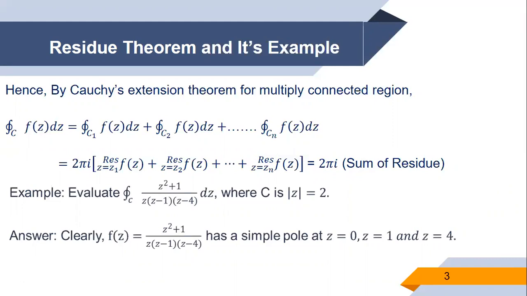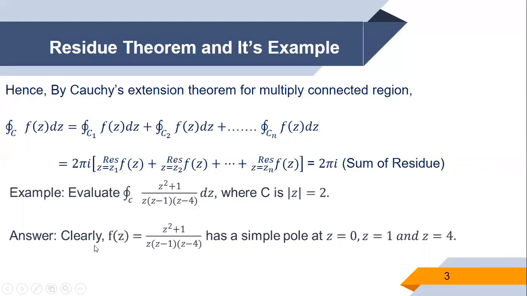Now we discuss the example where we use the Cauchy residue theorem. So example: evaluate the integration over the curve C of z square plus 1 upon z, z minus 1, z minus 4 dz, where C is the circle mod z is equal to 2. So first important thing, mod z is equal to 2 is a circle with the center 0, 0 and radius 2. So first we know the curve is a circle.